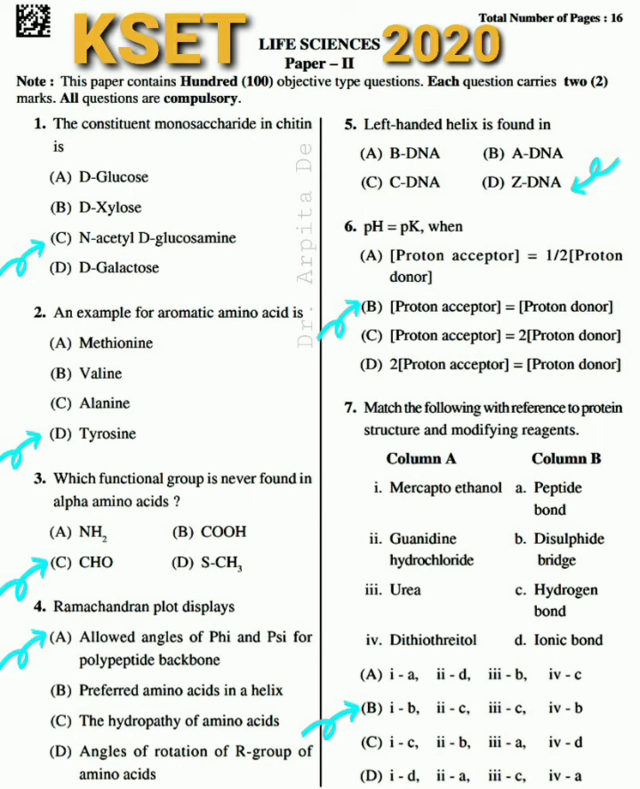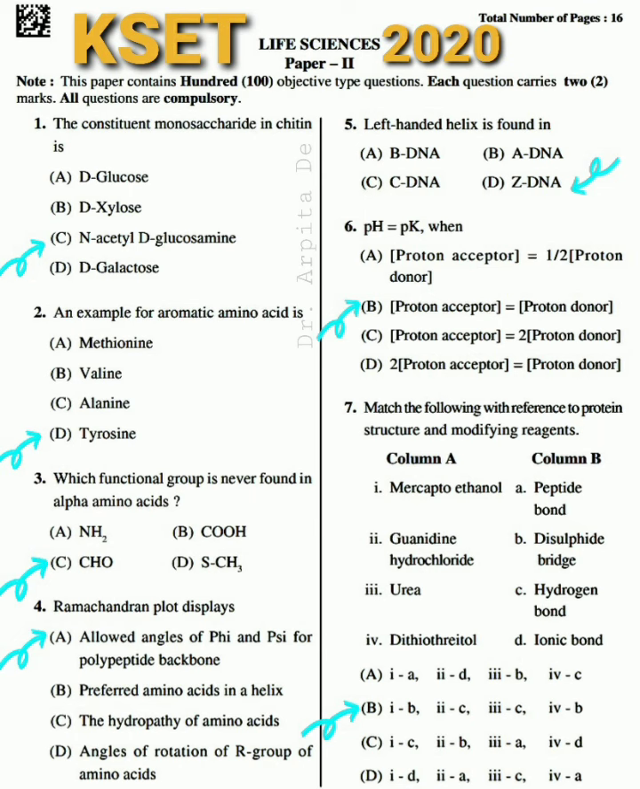So here the first question says, the constituent monosaccharide in chitin is. 4 options are given. A, D-glucose, option B, D-xylose, option C, N-acetyl D-glucosamine, and option D, D-galactose. We know chitin is the chief component of fungal cell wall, and also it is found in insects. So here the chief component is N-acetyl D-glucosamine.